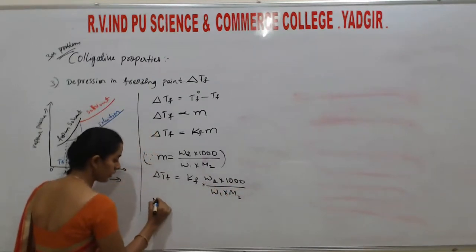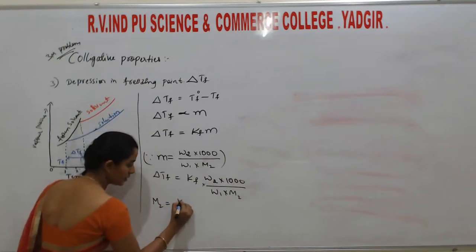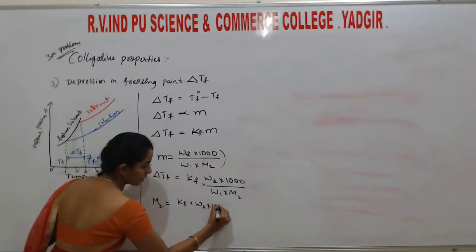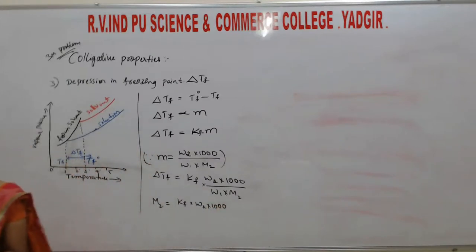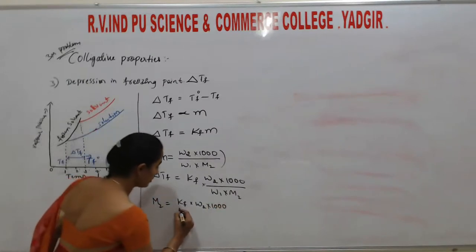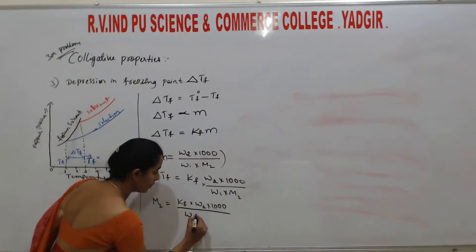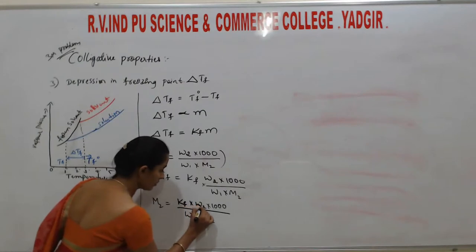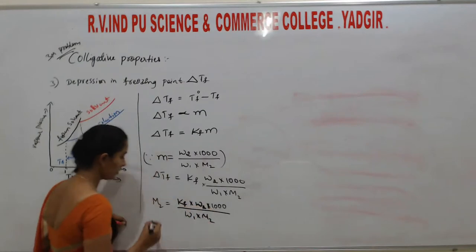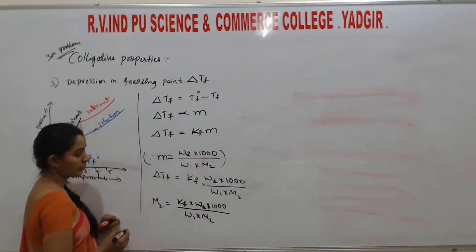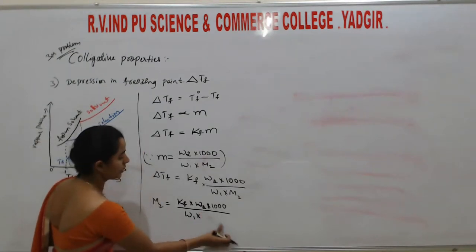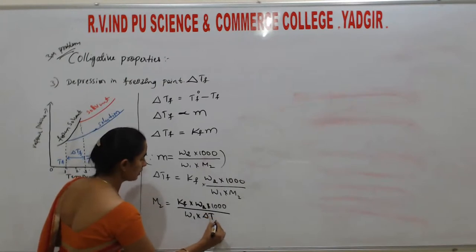If you want to calculate M2, then this is Kf into W2 into 1000 divided by W1 into delta Tf.